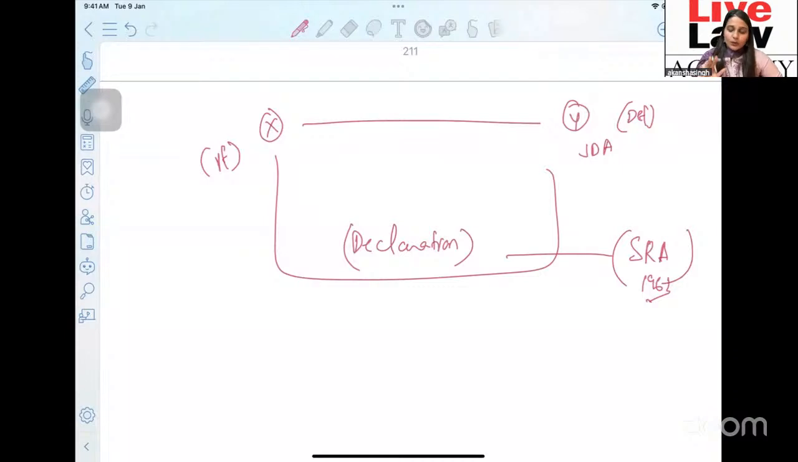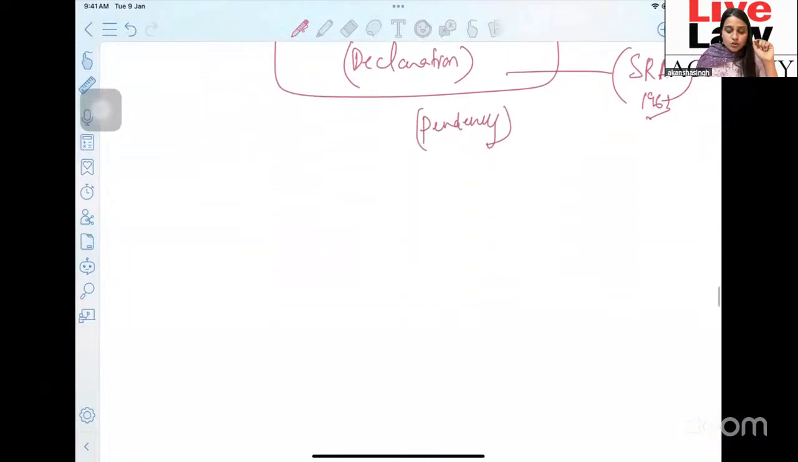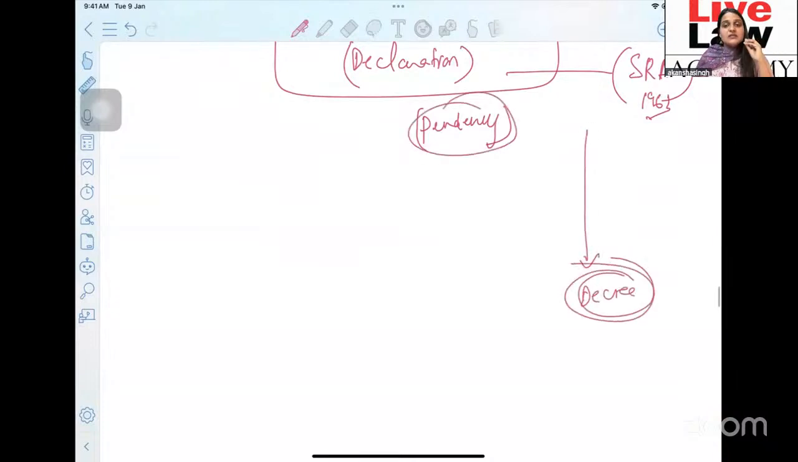So what has happened here? X has applied for a declaration while the suit is pending. There are a lot of other facts of the case, but I'll not be getting into the details of it. Whatever is relevant for your exam, for you to understand this concept, I'll be covering that. So while this case is still in pendency, this is the important factor. The case is still in pendency. There is no decree that has been given.